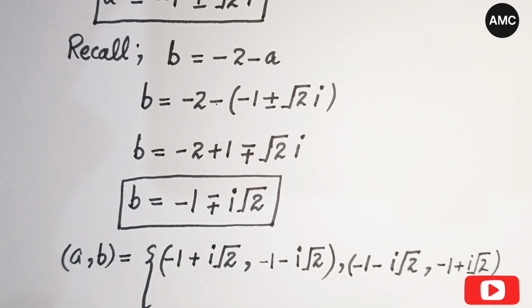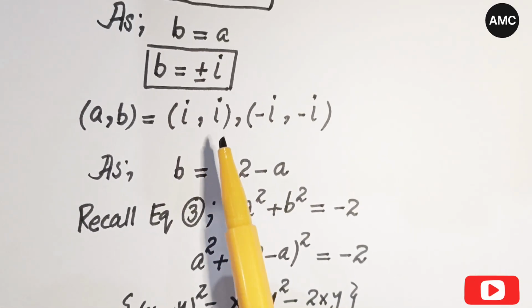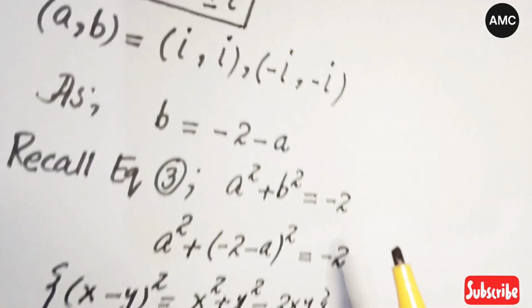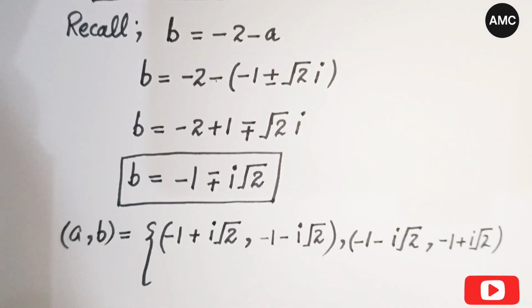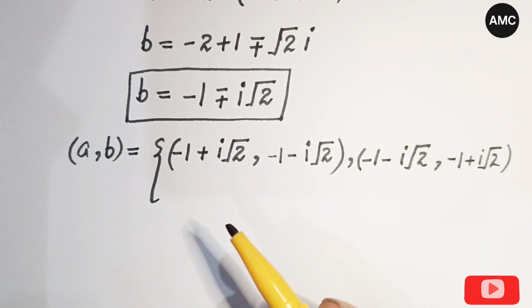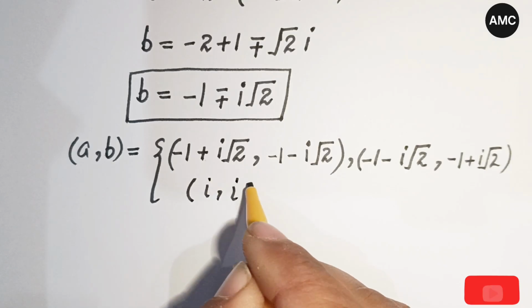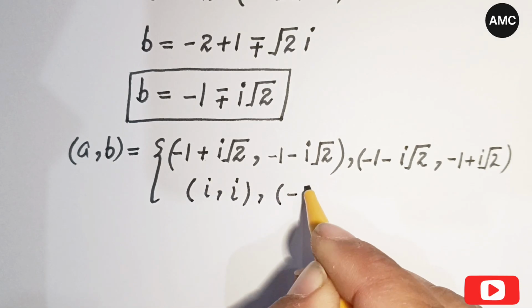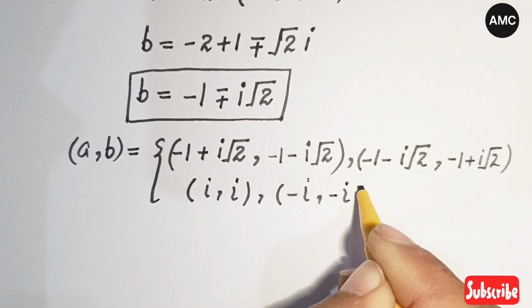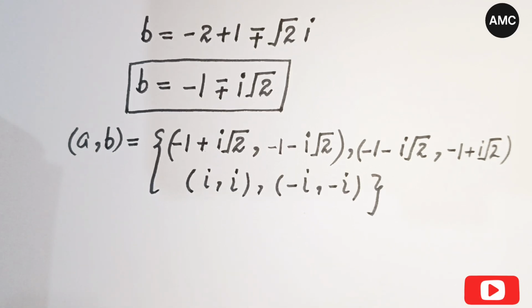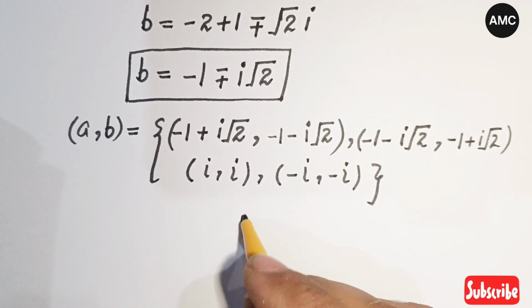Here we have two sets of solutions, but from the first equation we found that we have another two pairs, which are i and i, and minus i and minus i. So putting here, we get that i is the value of a and i is the value of b. So the second pair is minus i and minus i. Here we get our 1, 2 and 3 sets of solutions. So it is our final answer.